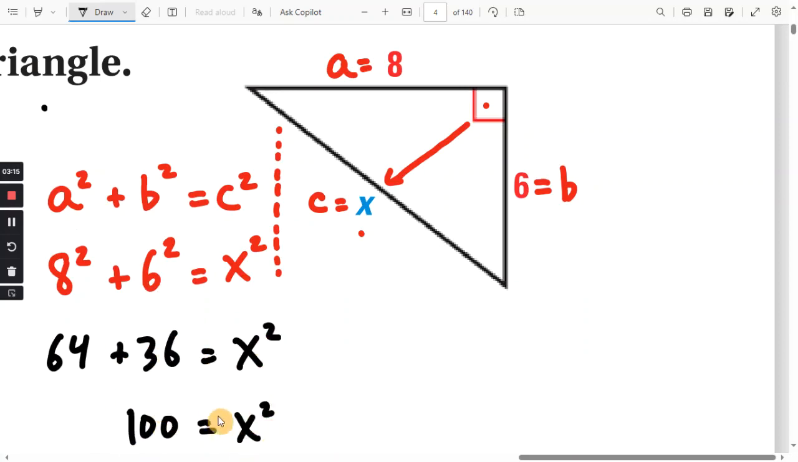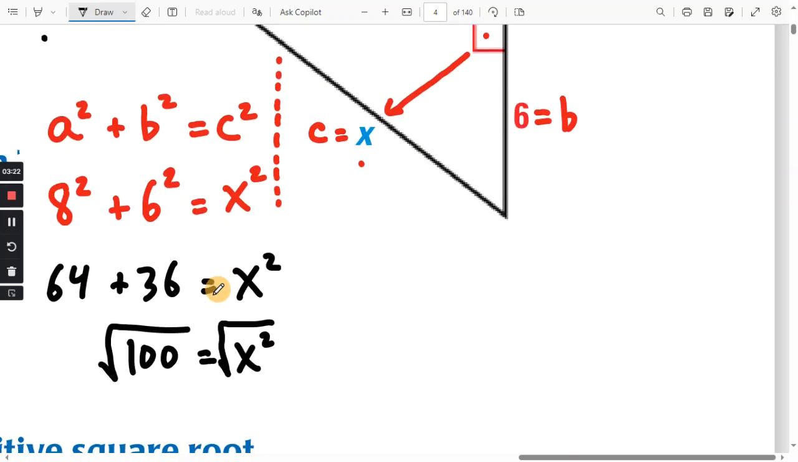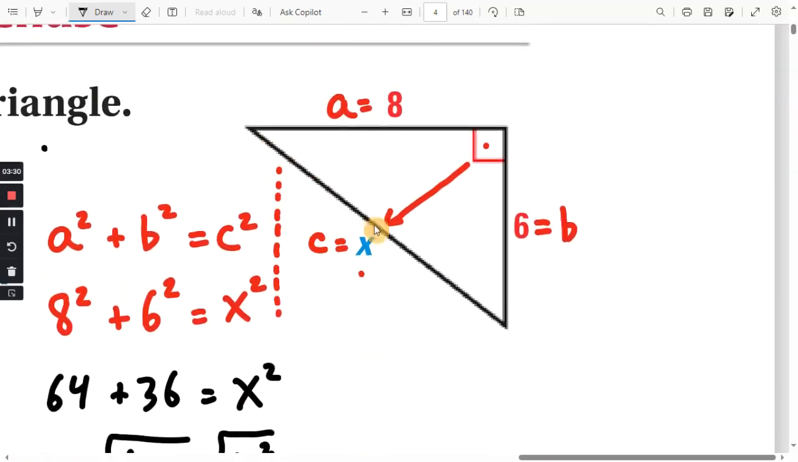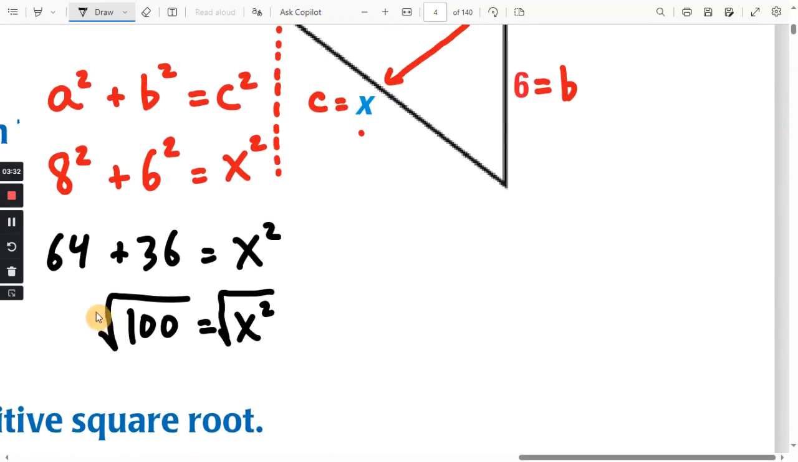Okay, and the opposite of squaring something is to take the square root. You want to do the square root on both sides. Now, in algebra, when you do the square root of both sides, you have to do plus minus. However, we are dealing with side lengths. There are no negative side lengths, so you just keep the positive, and the square root of 100 is just 10. The square root of x squared is just x. So that's your final answer. Okay, so negative 10 would not work because side lengths are not negative.